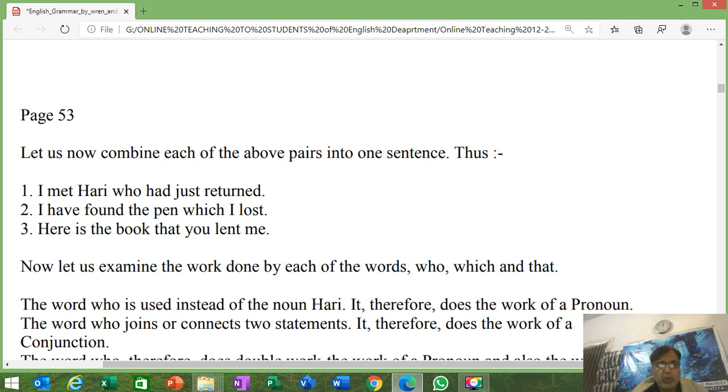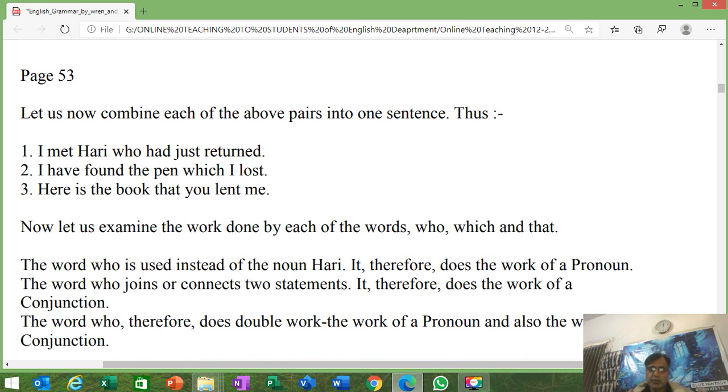Okay? Now, move on. We are going to make the problem clearer. So you have to look at these sentences. Let us now combine each of the following pairs into one sentence, the sentences which I just spoke before. Now we are supposed to combine these sentences, right? So what is the best way to combine these sentences?